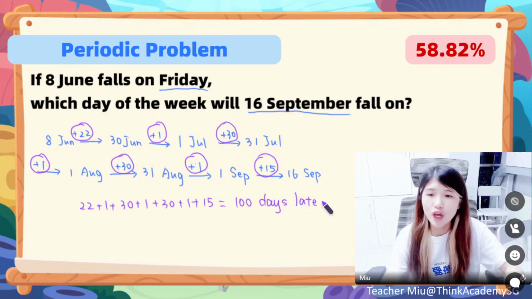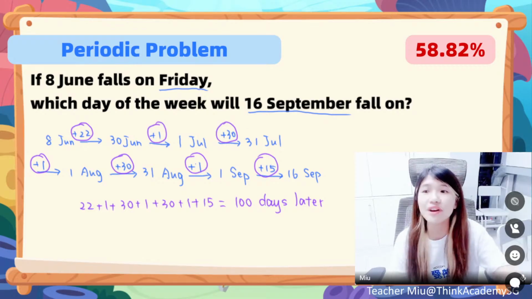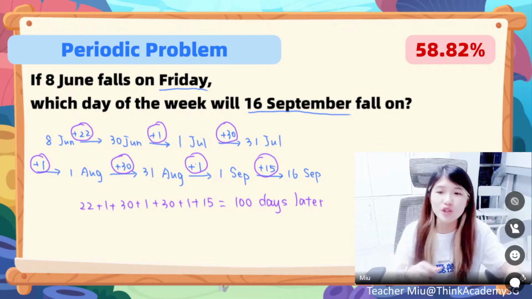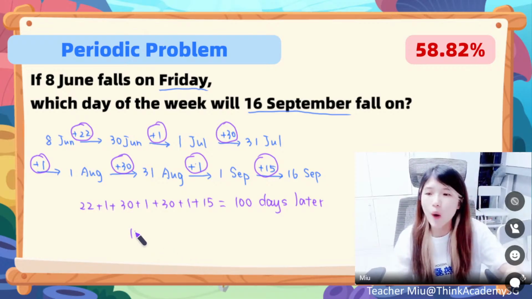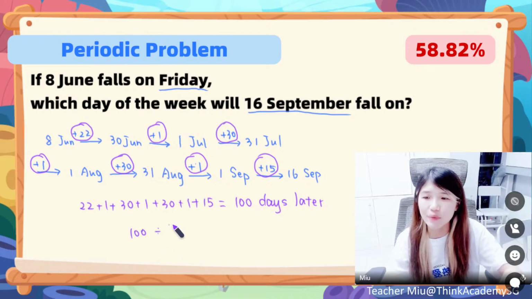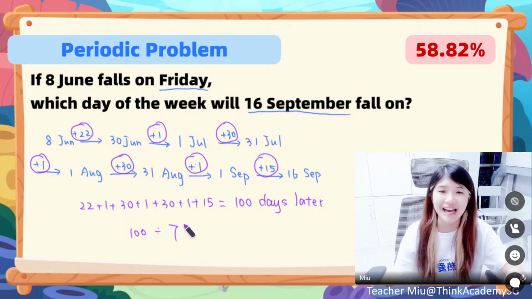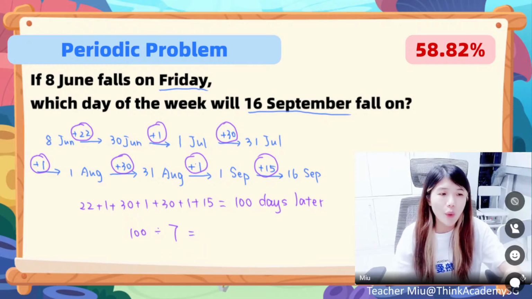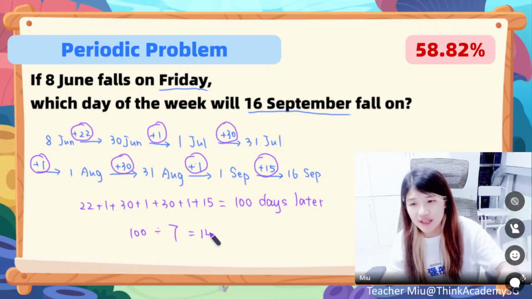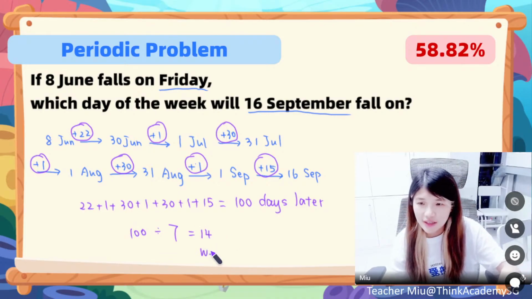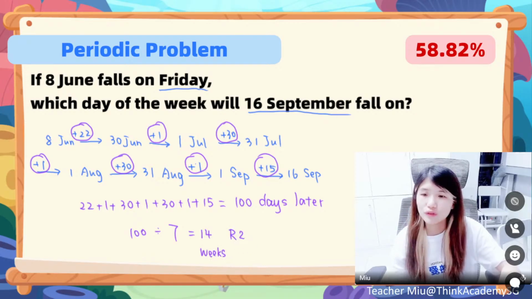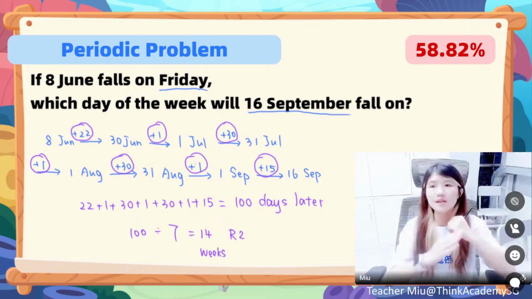So for 100 days later, are you counting it one by one? No way, this is a periodic problem. That means we need to take them as weeks. So for 100 days later, that refers to how many weeks later and how many days later. So 100 divided by 7, you will find out that actually there are 14 weeks, and remaining 2. That means after 14 weeks, it will still be Friday.